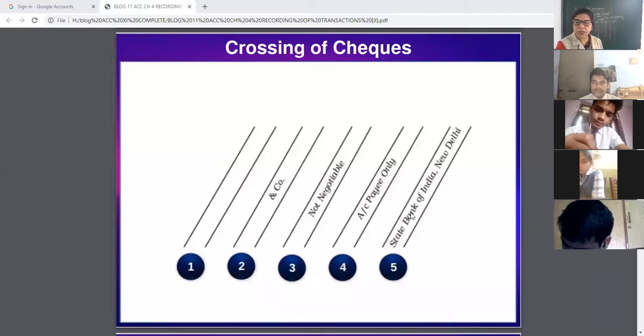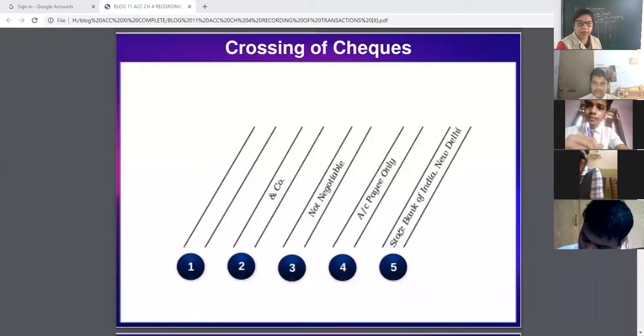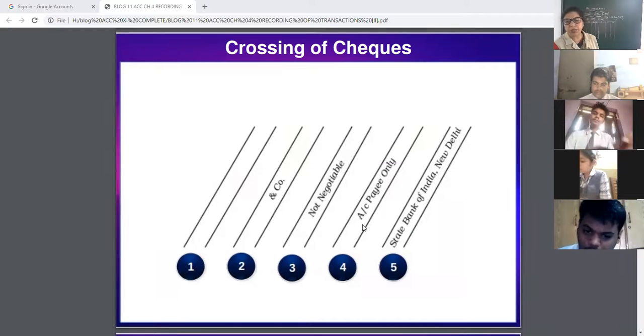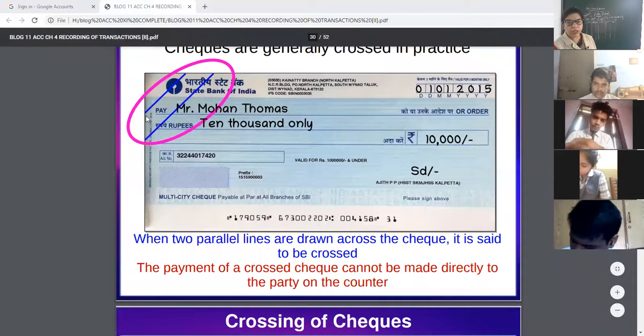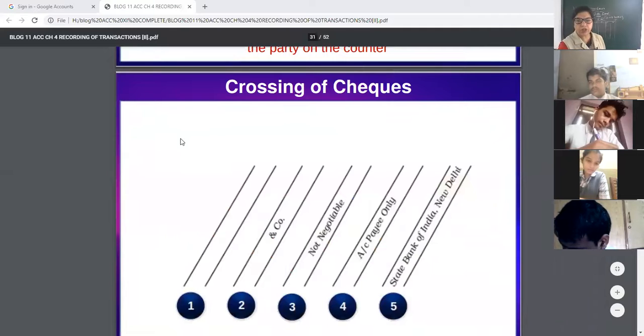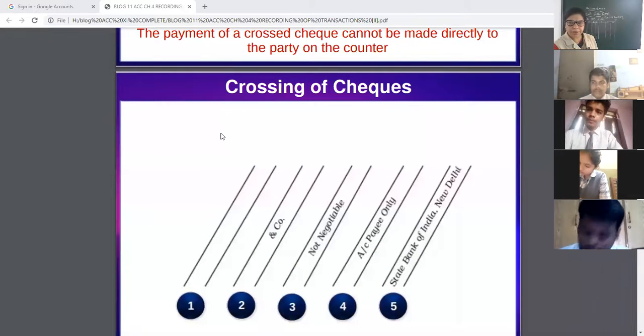These are crossing of check. Account pay means payment made through account only. These are the samples. And where the crossing is made, see the check. On the top corner, two parallel lines are drawn. It is said to be crossed. This is known as crossing of check.